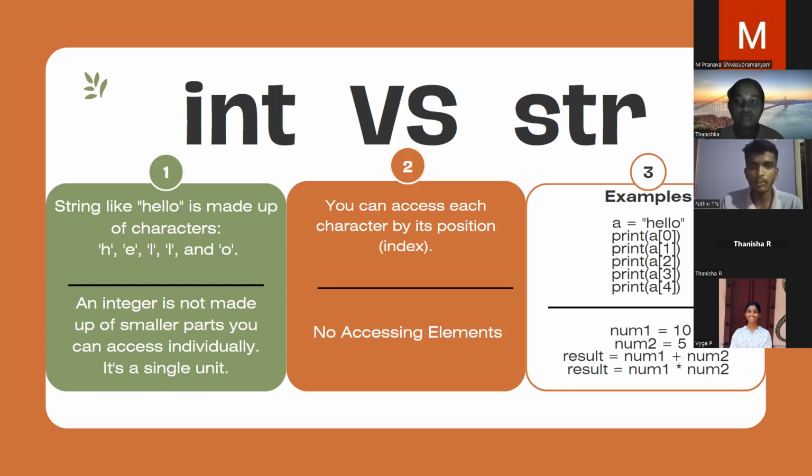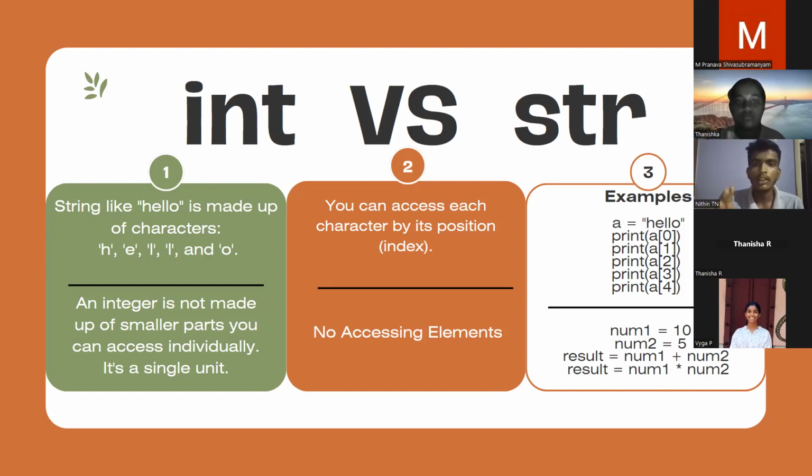There is a spelling, VYGA. There is a letter after letter, which means a sequence of letters. The string data type is made up of a sequence of letters. That's the first point about strings. And the second point, as I said earlier, is that its characters can be accessed individually.